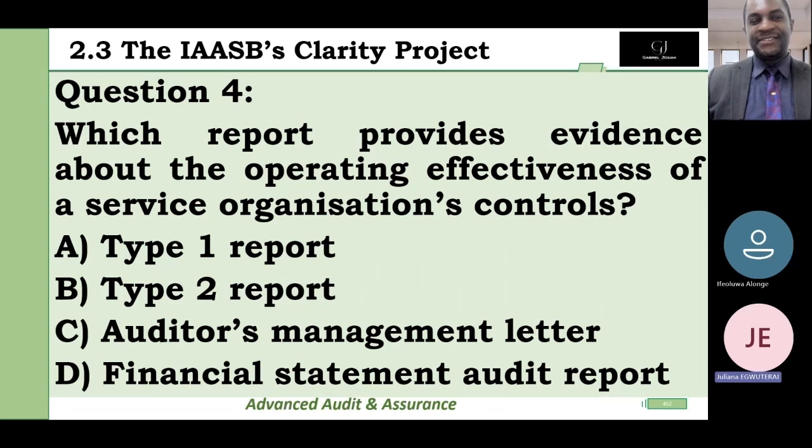Which report provides evidence about the operating effectiveness of the service organization's controls? So you have two options. You have to strike out. It's B. It's B. Okay. She has changed her mind. All right, let's see. B. Yes. Okay. She has changed her mind.